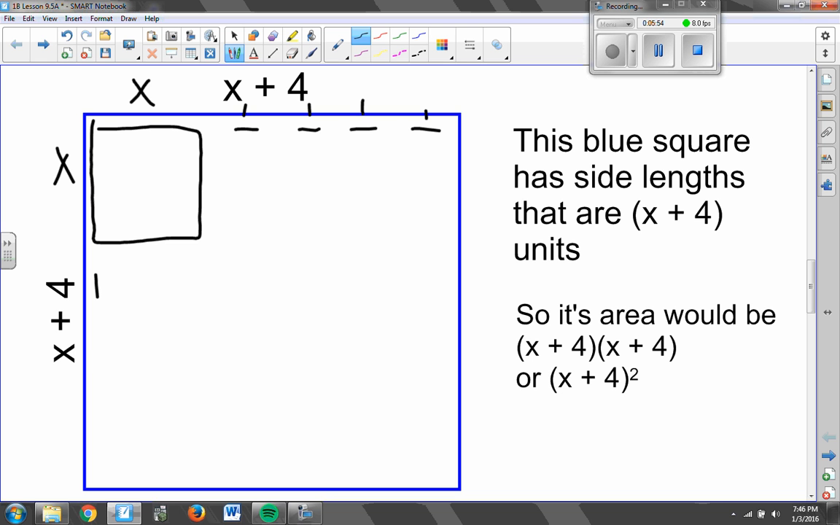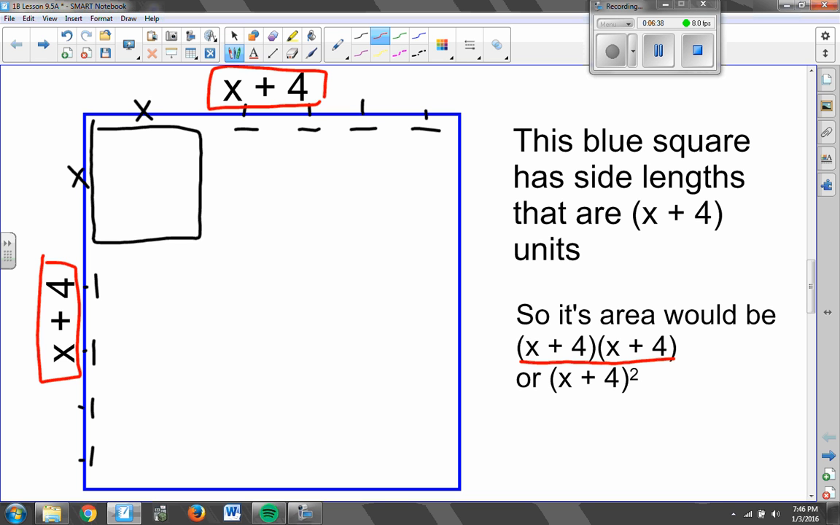And the same thing here, 1, 1, 1, 1. So each of the sides of this big blue square has x plus 4 as its side lengths. X plus 1, 2, 3, 4. X plus 4, okay? So I've got x plus 4 up here, and x plus 4 over here. So the area of this square, if we remember, the area of a square is just the side length multiplied by the side length. So that area is x plus 4 times x plus 4.